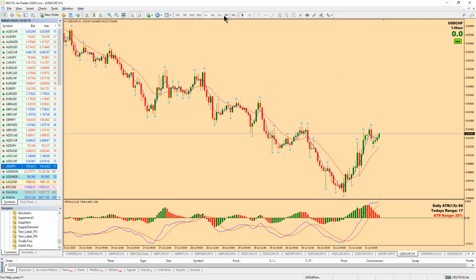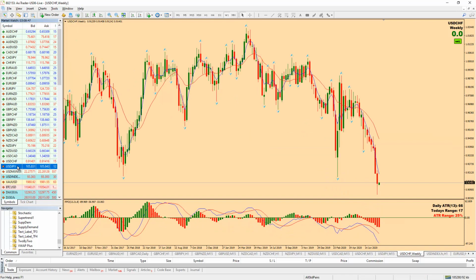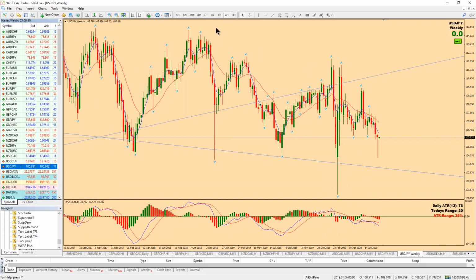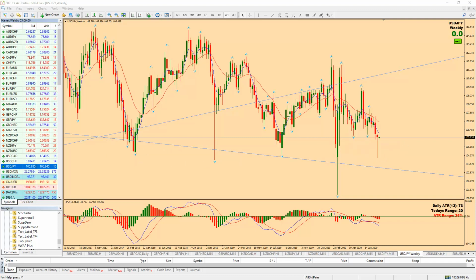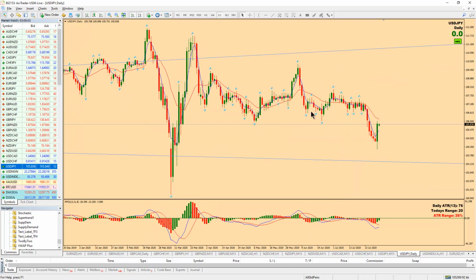USD Japanese yen on the weekly. And we have, again, a big push to the downside, hit some support area right in here. And it's bouncing off that support area. On the daily, there we go, and we're bouncing. Okay, but it looks like at this point that this is just a counter trend move, and we should have another push going back down again.